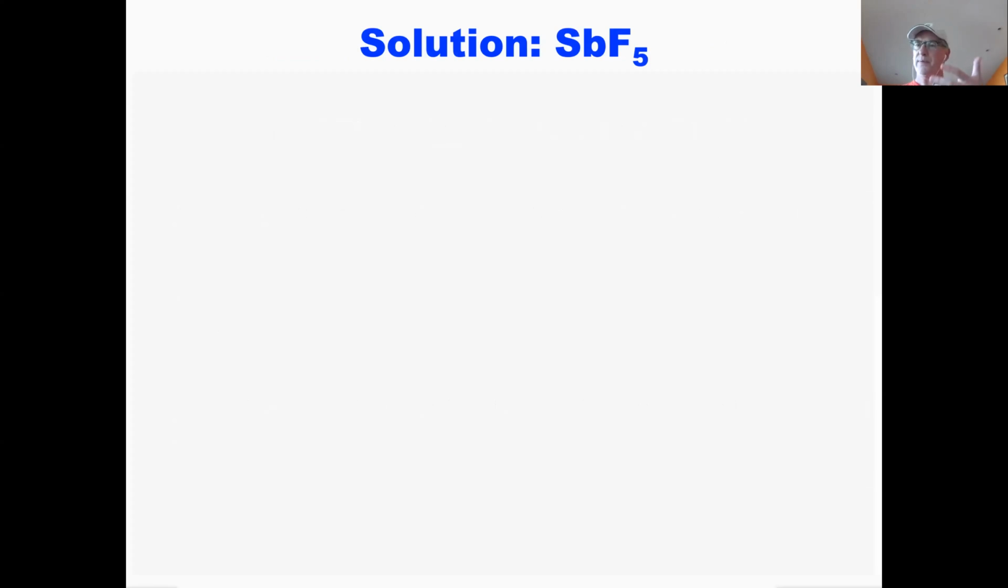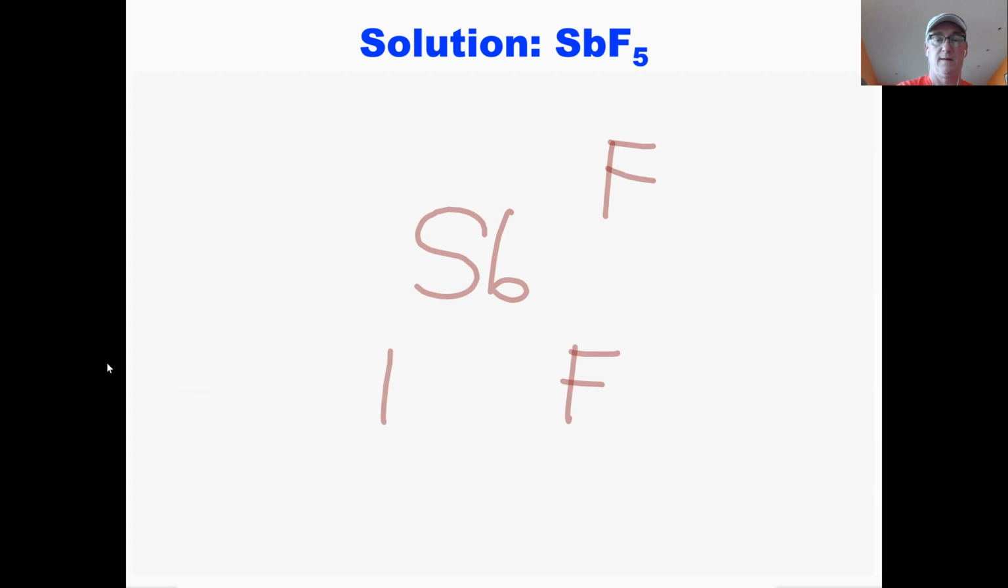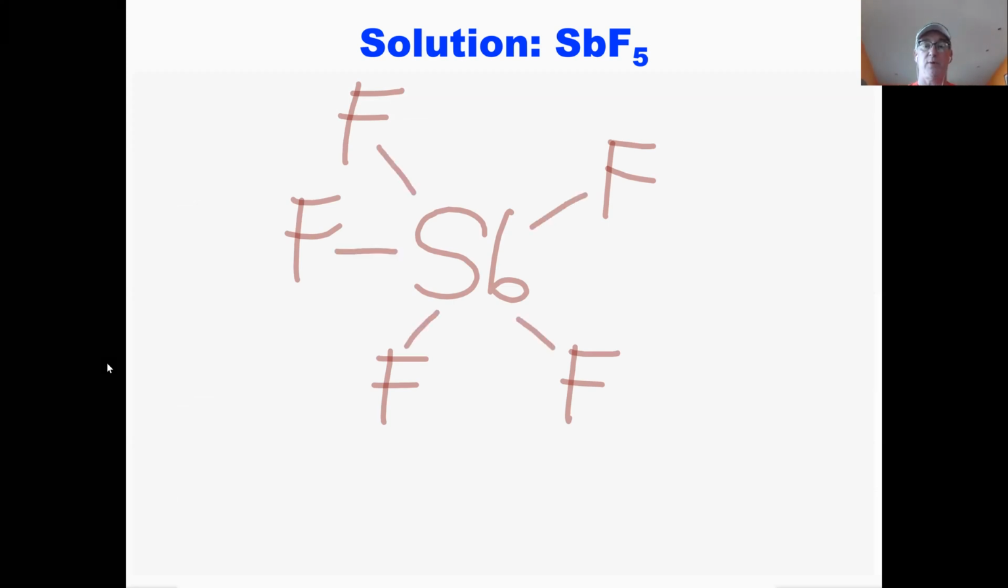So what group is antimony in? And hopefully everyone's got their periodic table in front of them. Group 5. So how many valence electrons will it have? Five. Yep, it sure will. So it's going to go in the middle because it's paired with fluorine, and everything goes in the middle when paired with fluorine. And we'll put a bond between each one.